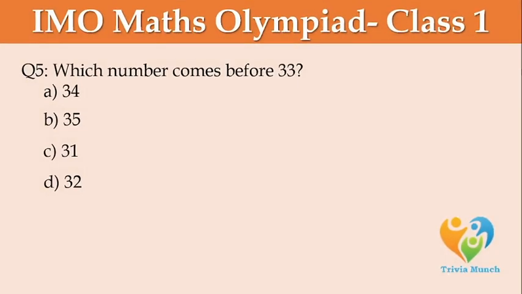Which number comes before 33? Option A 34, option B 35, option C 31, option D 32.